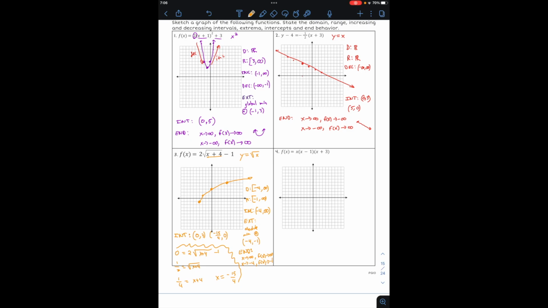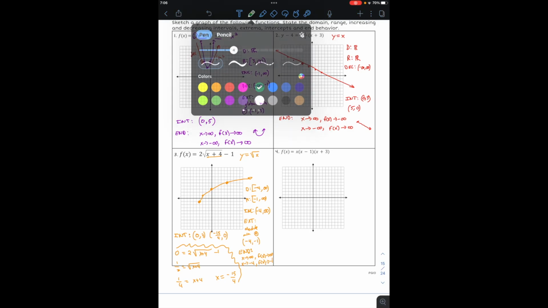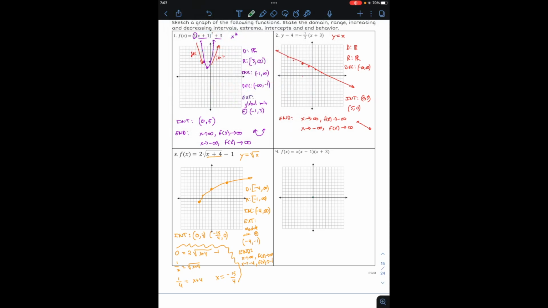Cool. All right, number 4, we have a cubic function. So this is a polynomial. We have some key features. So we can start with graphing our x-intercepts. So I have a 0, +1, and 1, 2, 3, -3.